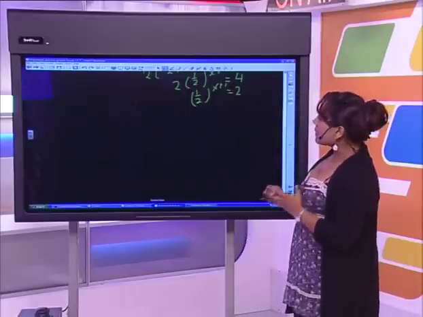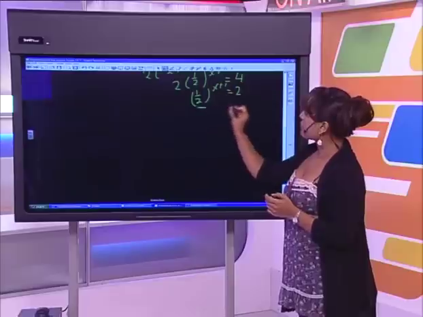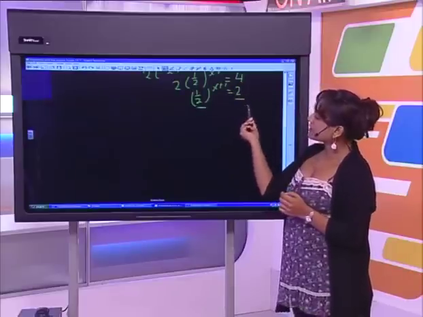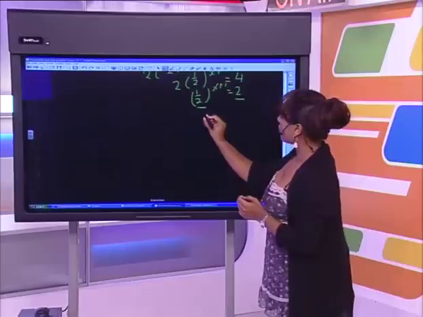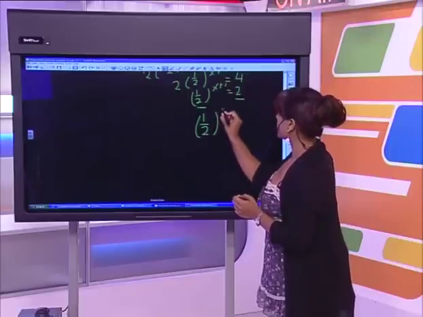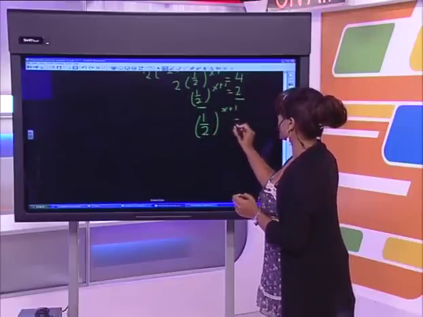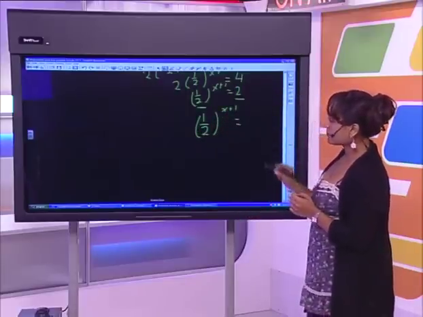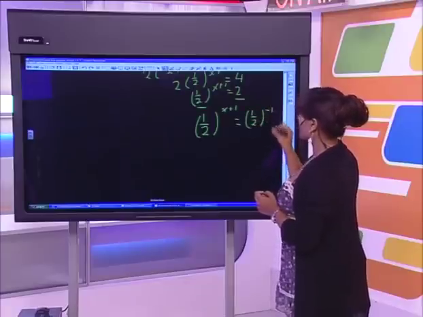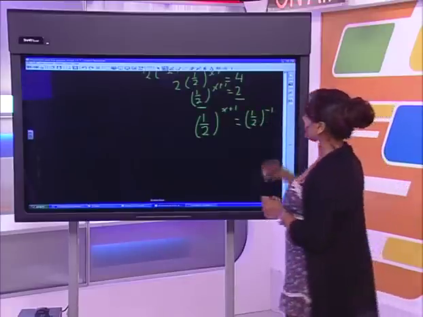Okay, now what we need to do, because remember, if we want to solve for the exponent that is unknown, I need to have the same bases. And hopefully all of you that remember your exponent work realize that I can rewrite 2 as a half to the minus 1. Now why can I do that? Let me just show you.